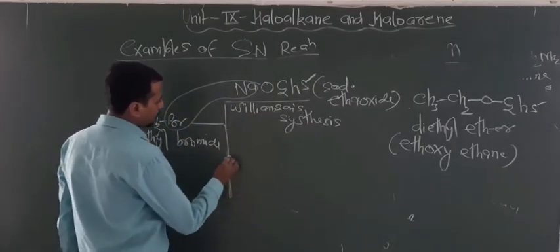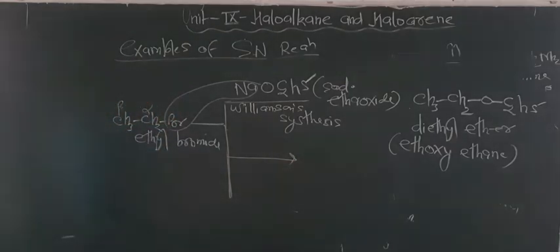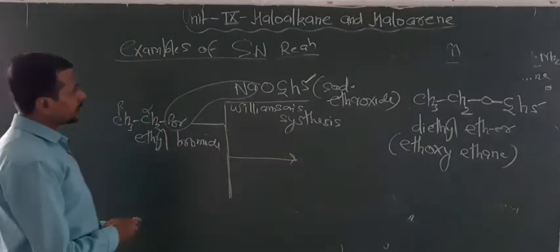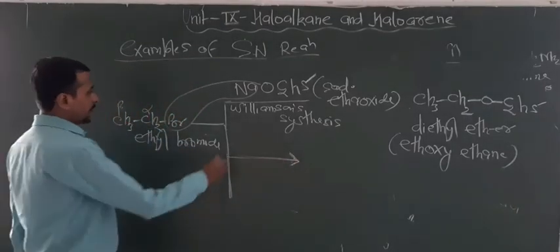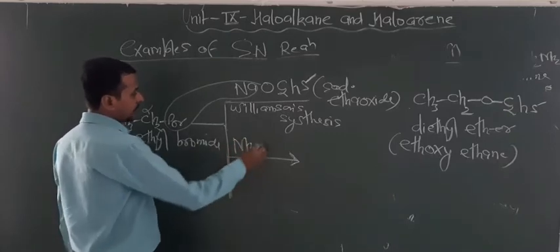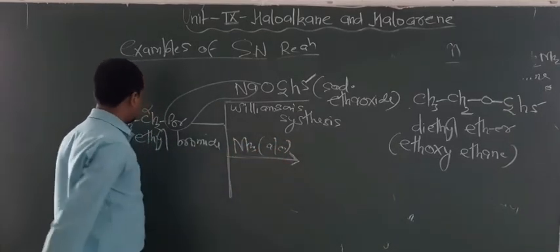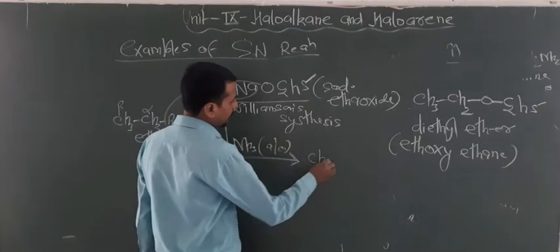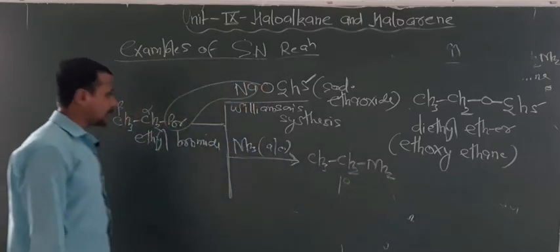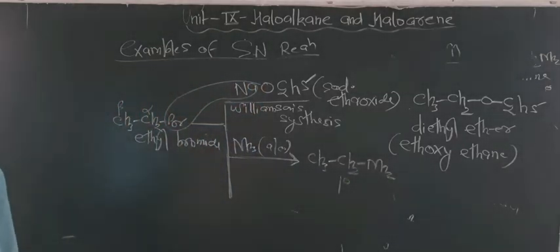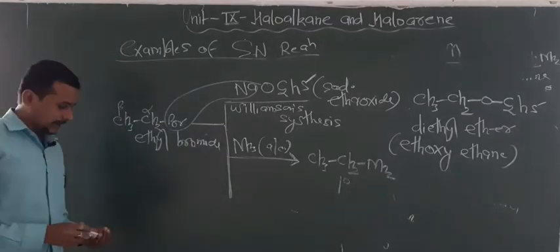Now some more questions you have to know: what happens when ethyl bromide reacts with ammonia? Now the ammonia is basically alcoholic. So what happens here basically? This will produce 1 degree amine. By this way you can also prepare 1 degree amine, this reaction you learn in the chapter amine. So these are some basic important questions which can be asked from the examples of substitution reaction.